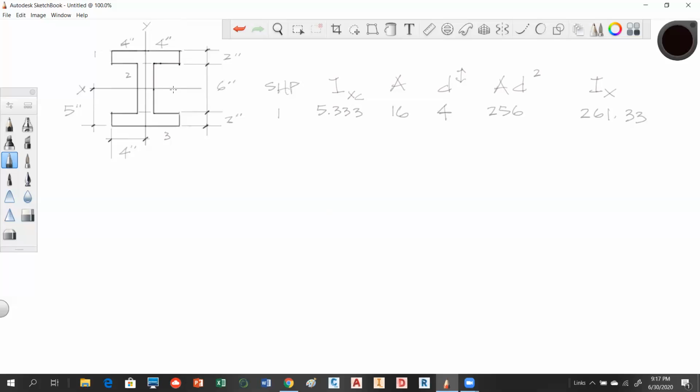Okay. So notice most of your stiffness comes from the fact that this shape is pushed further away from the neutral axis. As this would get smaller, because you can see directly as that number gets smaller, this will get smaller. So we don't see a lot of resistance going on there.